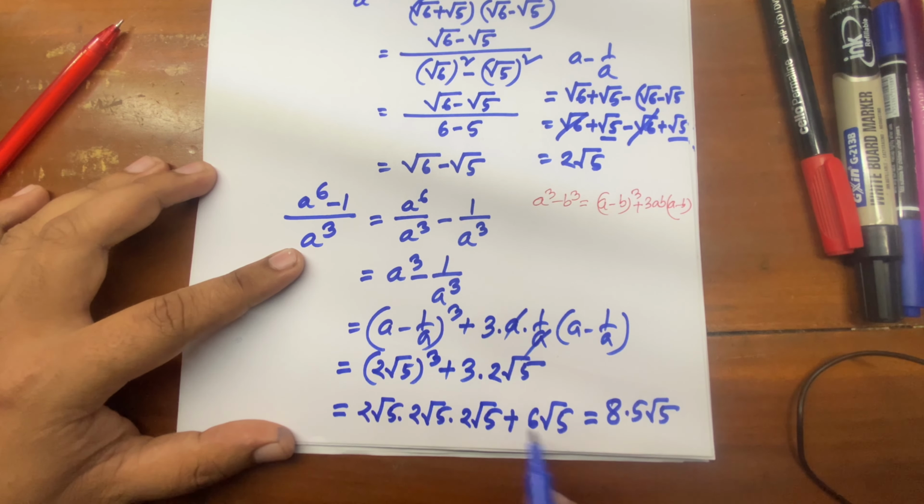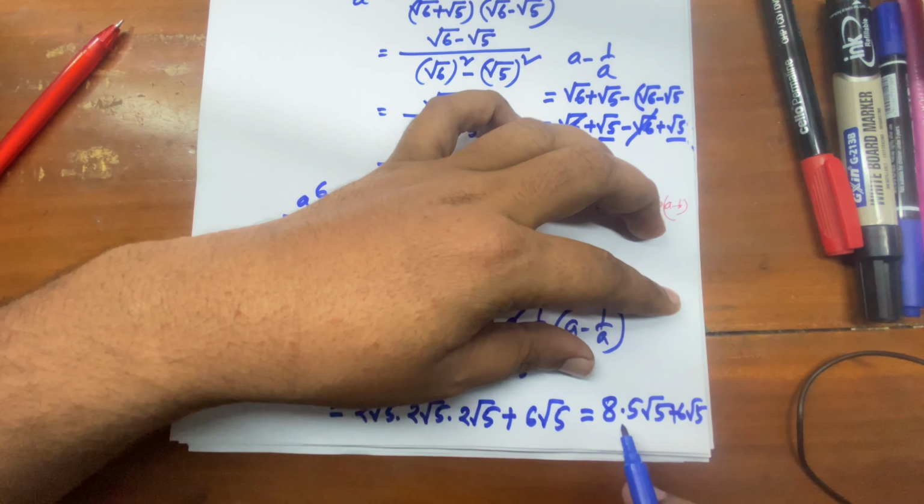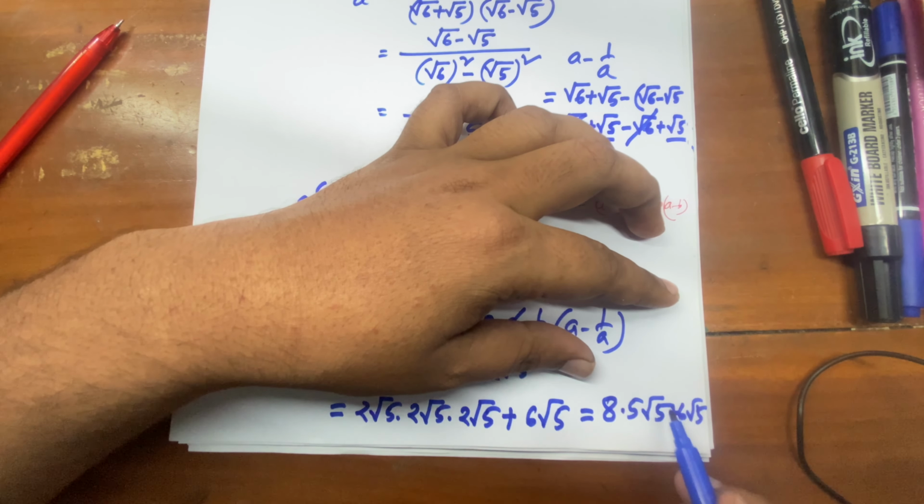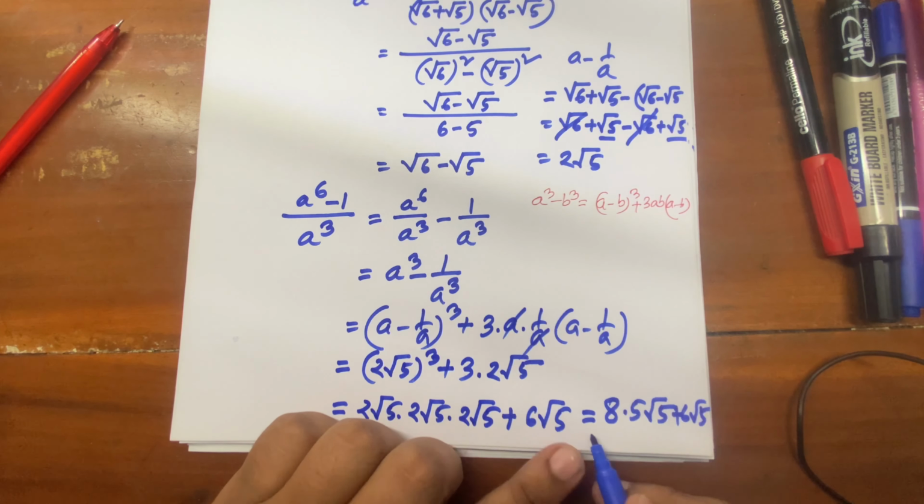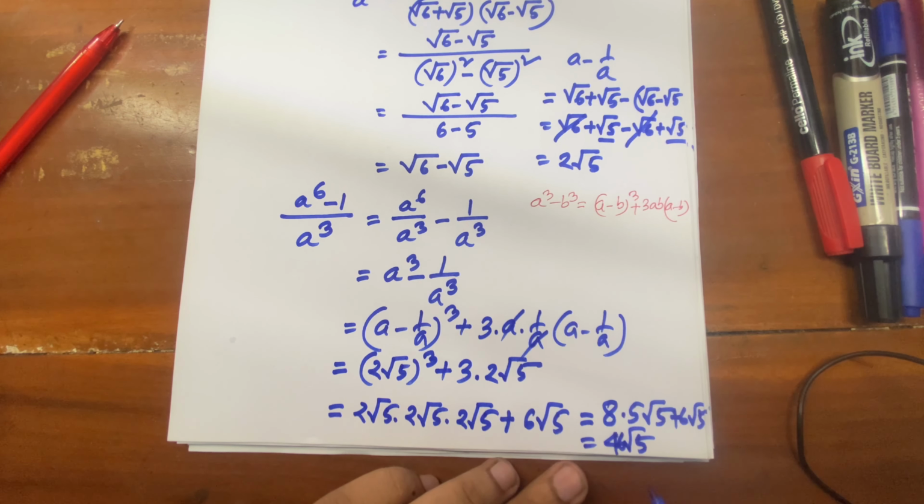So 5 square root 5 plus 6 square root 5. Here is 5, here is 5, here is 8. So 8 times 5 equals 40. Here is square root 5. So 40 square root 5 plus 6 square root 5 equals 46 square root 5. This is the answer. Thank you all.